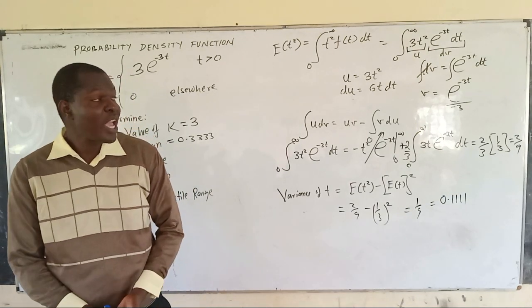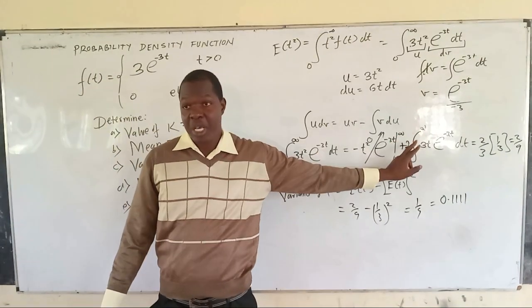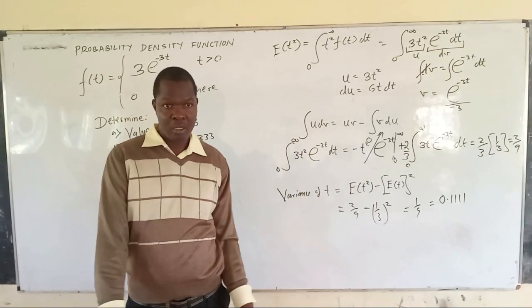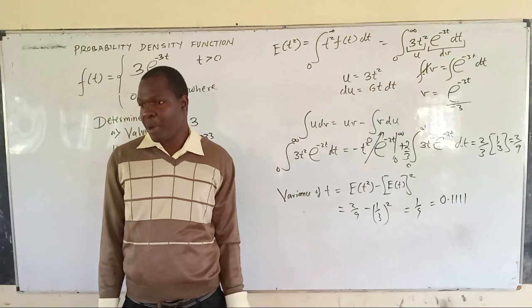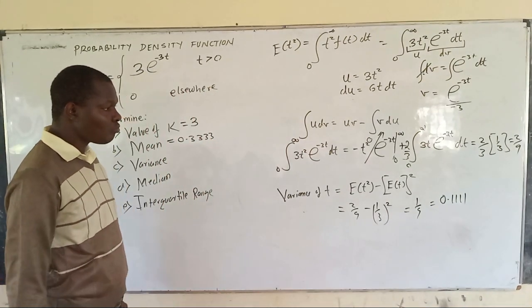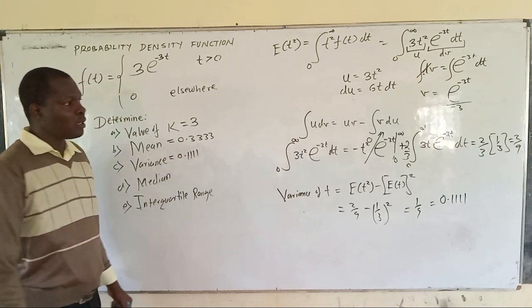So my friends, we have made a very important point here. When you are dealing with integration by parts, it will be easier. You will not do much work in the second part, okay? Good. So that is the variance, 0.1111.